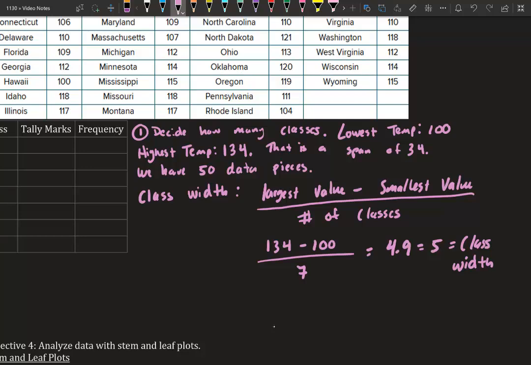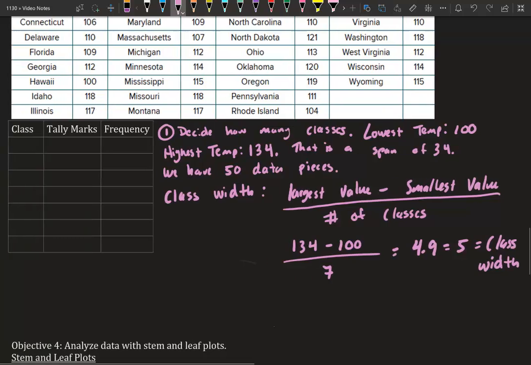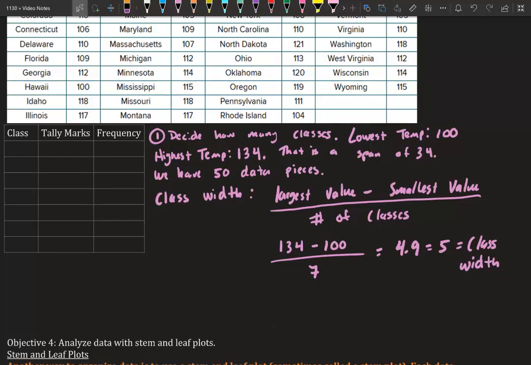So that means we're going to start at our lowest number and count to 5, and then that's a class. And then the next class, we're going to count to 5, and so on. Don't worry, I got you. So here's our little chart: class, tally marks, frequency. Our class starts at the lowest number. Luckily, our lowest temperature is 100. That's a nice number. So let's say the lowest temp was like 98 degrees. I would probably start my class width at 95. That's what a nice number means. It's up to you though.